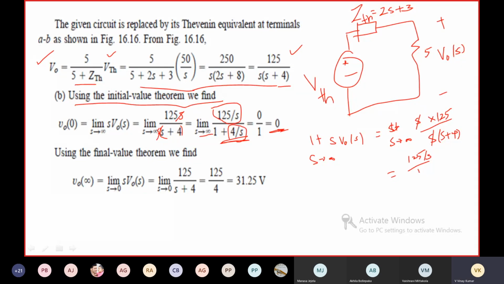Now next, coming to the final value theorem, in order to know the final value. The final value, V naught of infinity, is equal to limit S tends to 0 of S times V naught of S, which is limit S tends to 0 of 125 by S plus 4. So S is equal to 0, then you are going to get 125 by 4, which is 31.25 volts. So you are going to get the final value.